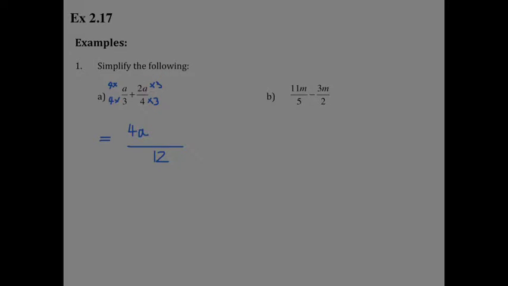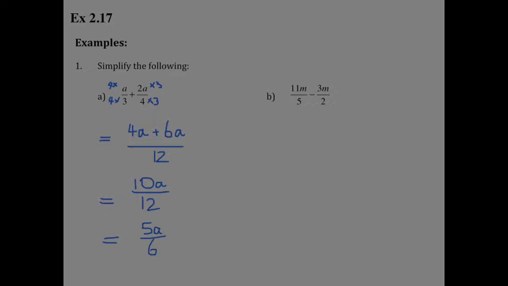2a times 3, 6a, and it's a plus sign there. We add our like terms together. 4a and 6a make 10a. And now we can also notice that 10 over 12 cancels to 5 over 6, so it can become 5a over 6. Go to our second example, part B.